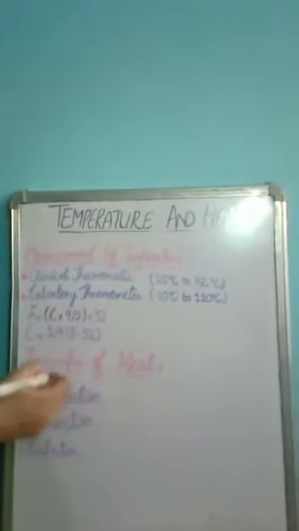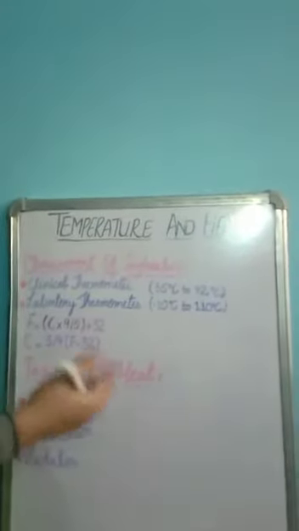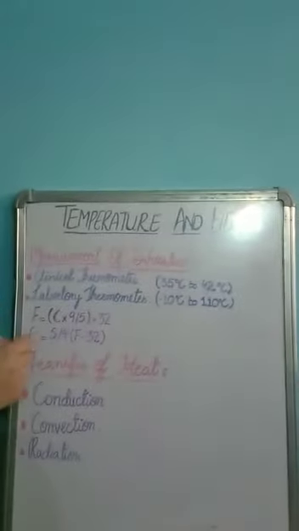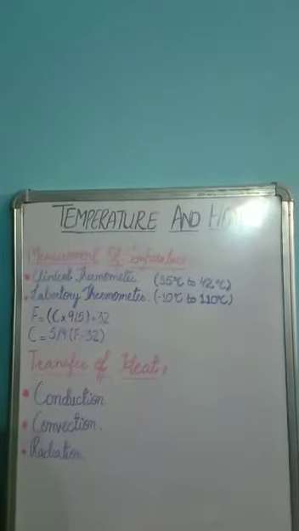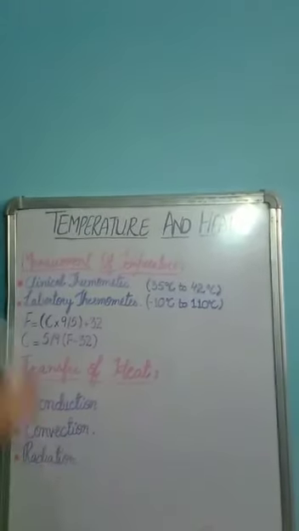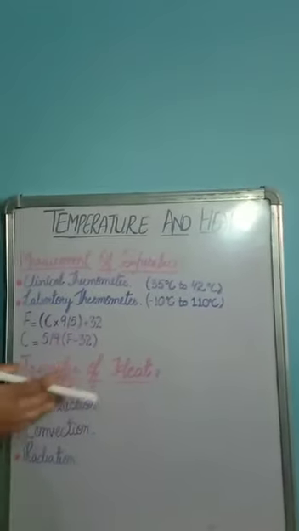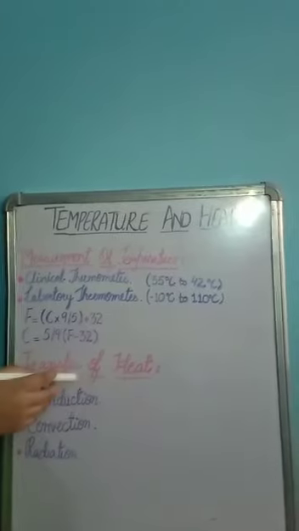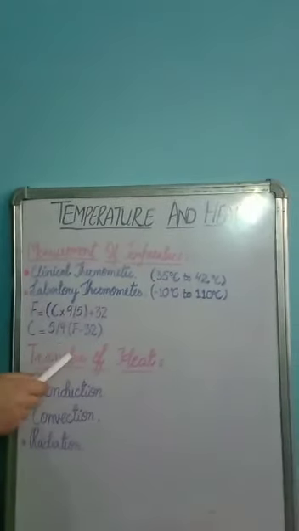Temperature is measured using different temperature scales. The most commonly used scales are Celsius and Fahrenheit. The unit of these scales is degree. Average human body temperature is about 37 degrees Celsius or 98.6 degrees Fahrenheit. The boiling point of water is 100 degrees Celsius or 212 degrees Fahrenheit. The freezing point of water is 0 degrees Celsius or 32 degrees Fahrenheit.